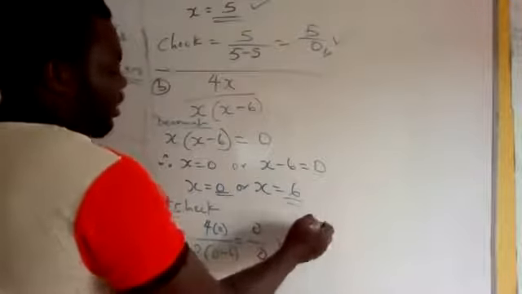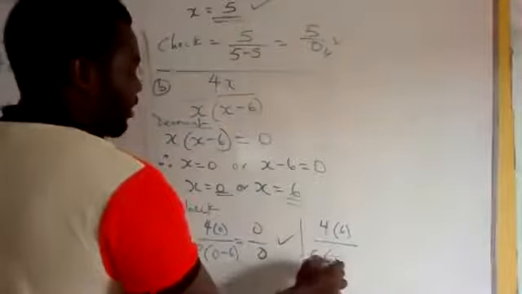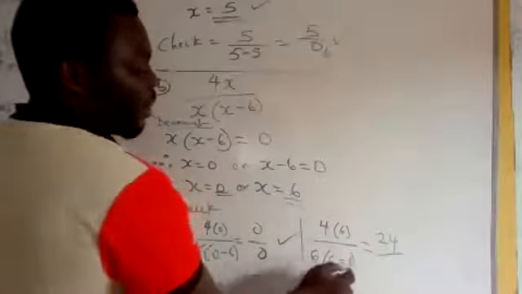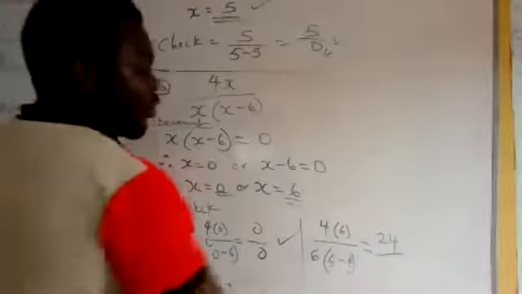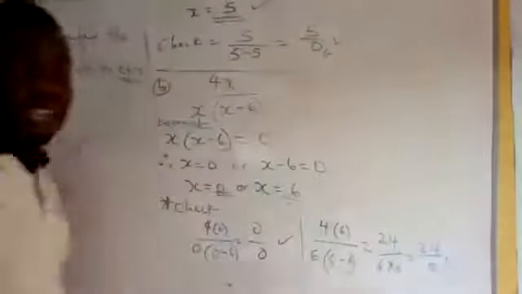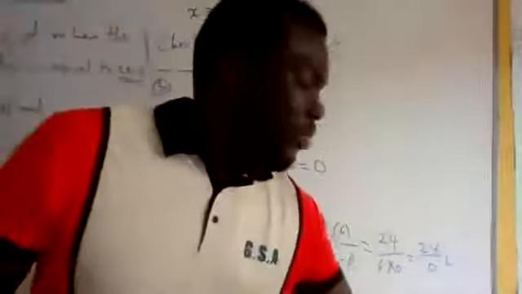Now, if it is 6, that would be 4 open bracket 6 over 6 open bracket 6 minus 6. Now this will be 24 all over 6 times 6 minus 6, which is 0. So that is 6 times 0. So it's telling you that it is 0. So yes, correct.